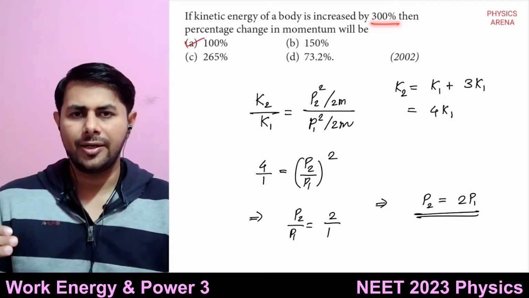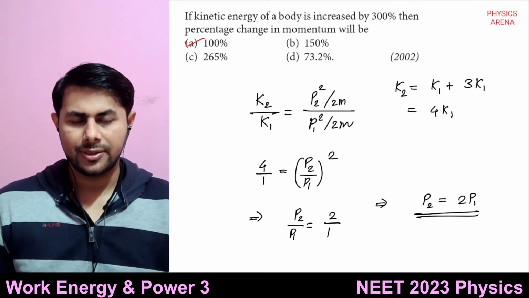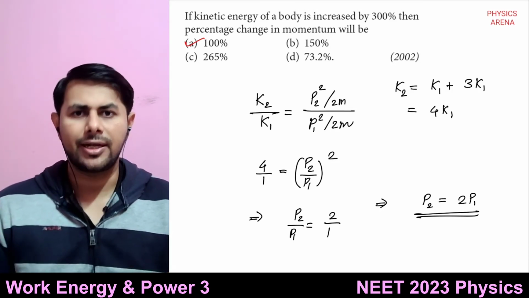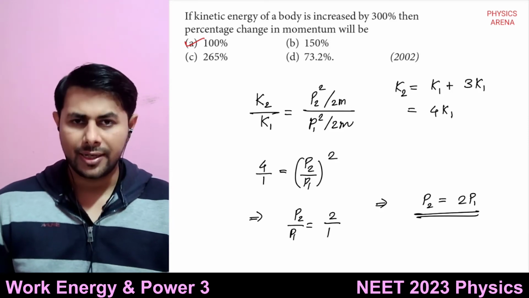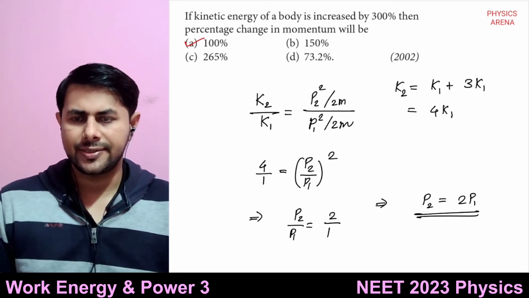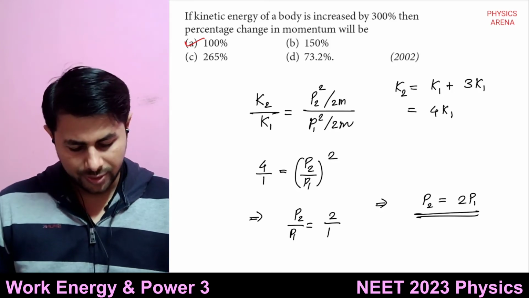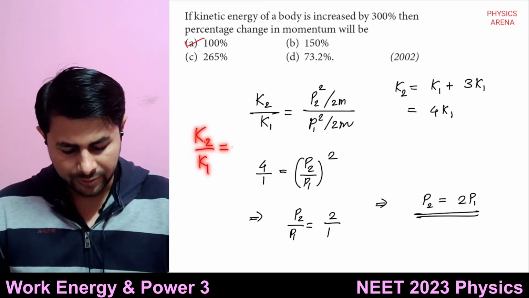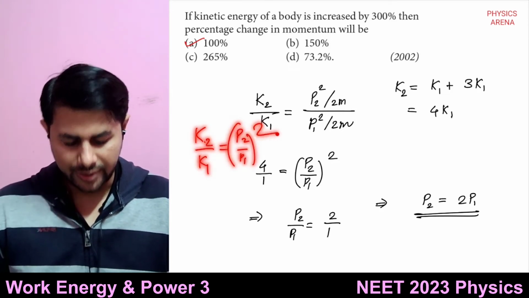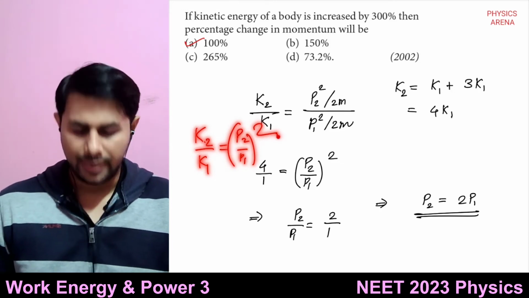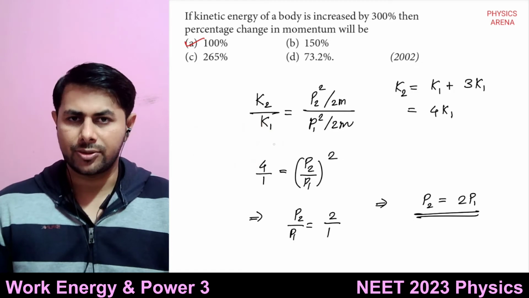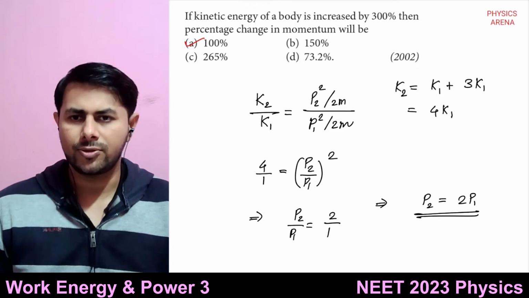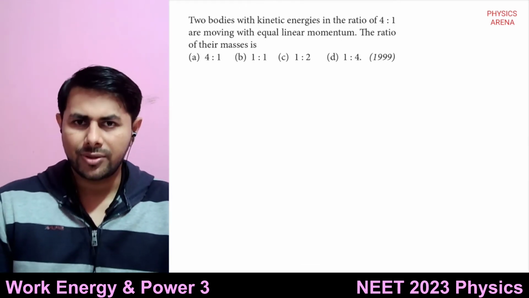Kinetic energy increases by 300%. That means final kinetic energy is 400% of initial kinetic energy, or 4 times initial kinetic energy. Directly you can say that kinetic energy is directly proportional to momentum square. So you can directly write K2 by K1 is equal to P2 by P1 square, and put K2 upon K1 equals 4 is to 1. So P2 by P1 is equal to 2 is to 1. The problem is solved. Let's move on to the next problem.